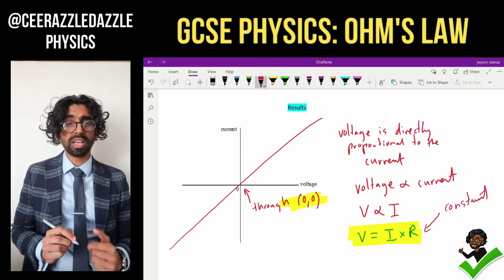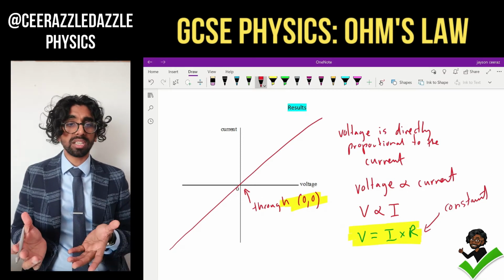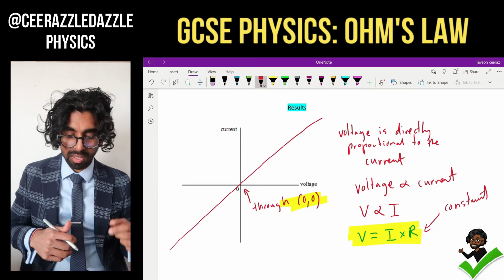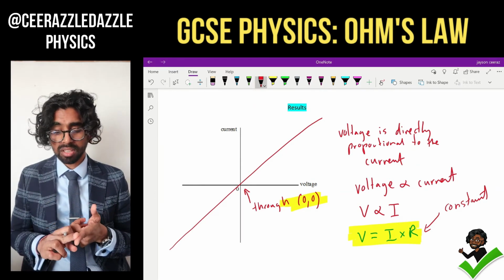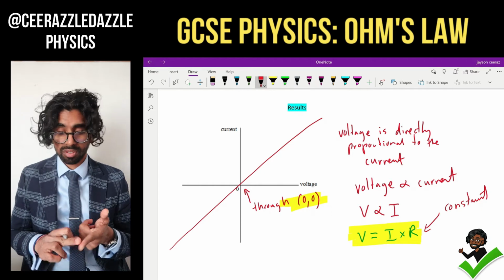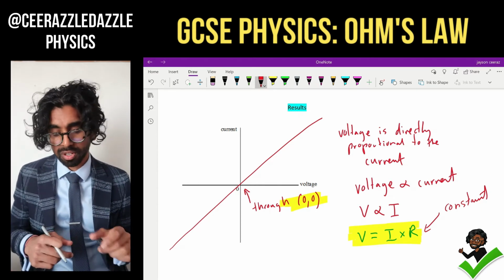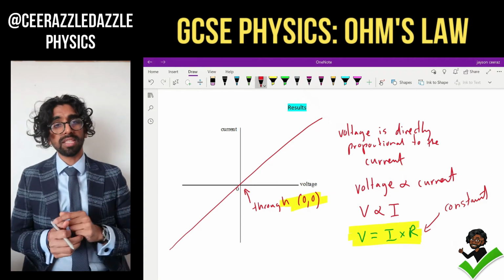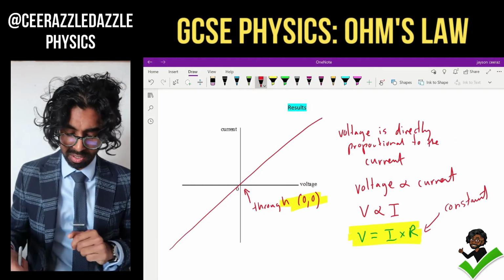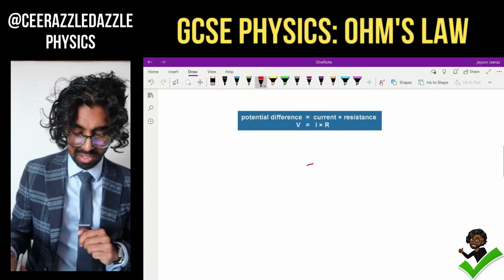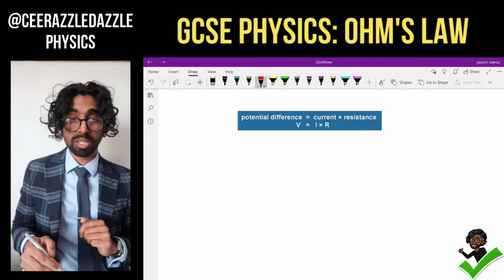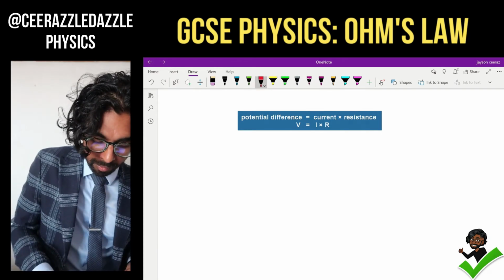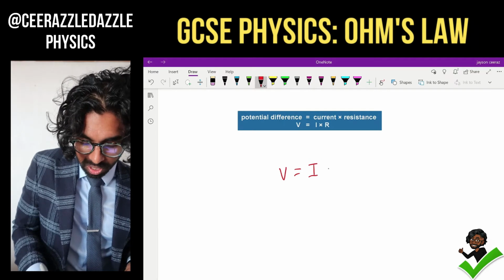Just like in maths, y is proportional to x, therefore y is equal to kx. It's the same thing here. So, Ohm's law, voltage is proportional to the current provided the resistance is constant. Provided the resistance is constant. And we end up with the formula V is equal to I times by R. Right, so here it is. Let's just remove that dirt over there. V is equal to I times by R. Let's write it out again. V is equal to I multiplied by R.